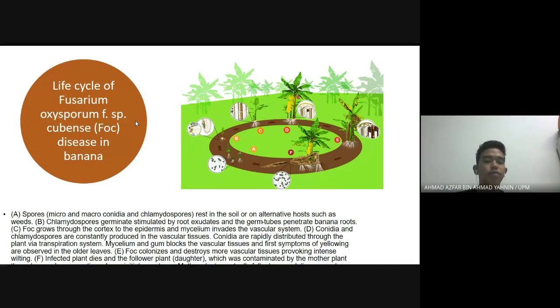Fusarium infected plant dies, and the follower plant, which is the son or the daughter of the plant, which was contaminated by the mother plant, will also get this disease.